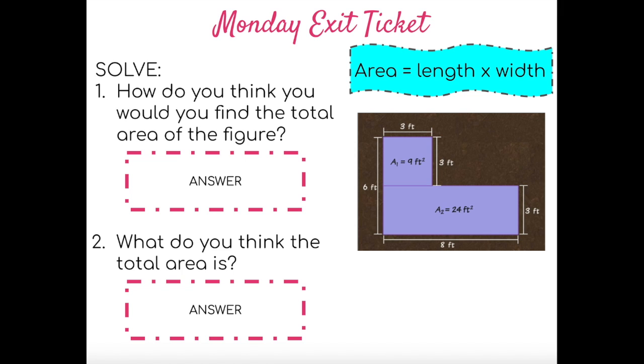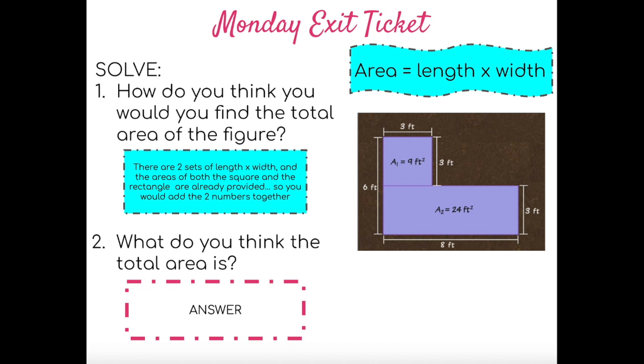There is no perfectly worded answer. I'm just going to give you an example of what you could say. What you could say is that there are two sets of lengths and widths, and the areas of both the square and the rectangle are already provided to you. So all you would need to do is add the two numbers together, and then you'd get your area.